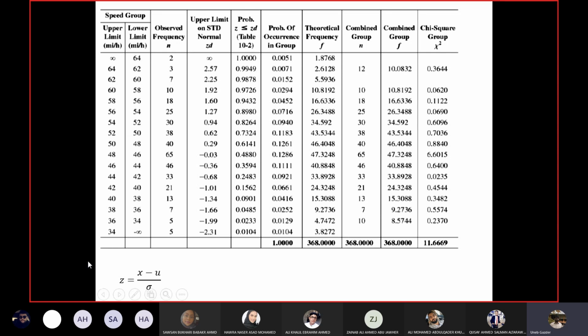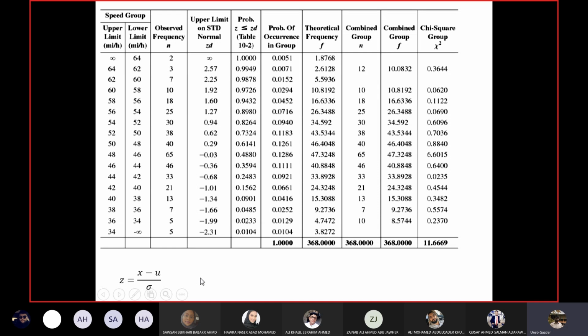For the z value, we have this equation. This is the equation for calculating the z value. So x will be the upper limit of each group. Mu is the mean of the data set. We already calculated it, because this is the data set we have been using for so many classes now. And sigma is the standard deviation, which is again what we have already calculated. So I think the mean mu was 48.2 and sigma is 6.14, as per what I remember. You can see the exact value in the notebook.